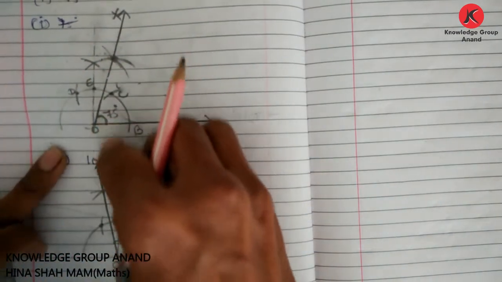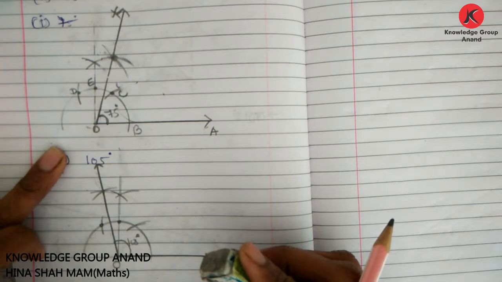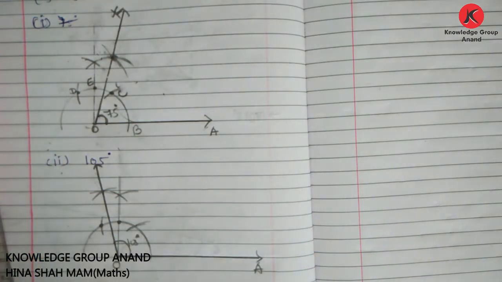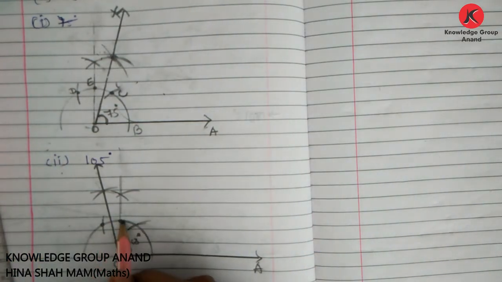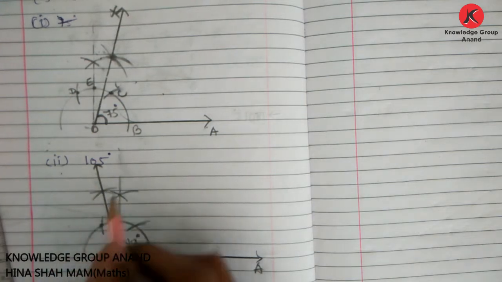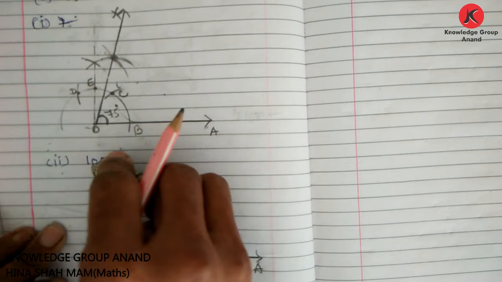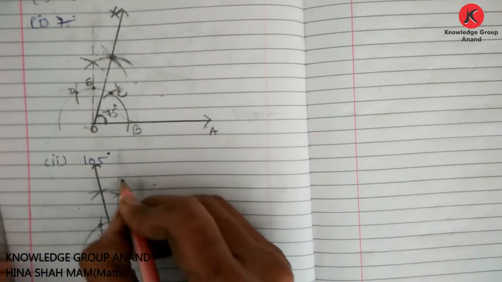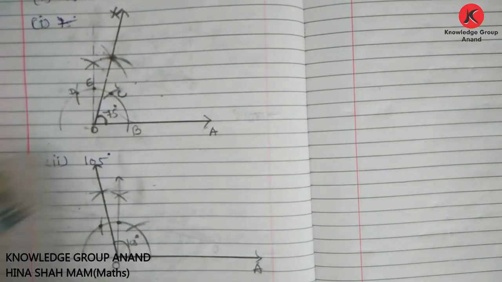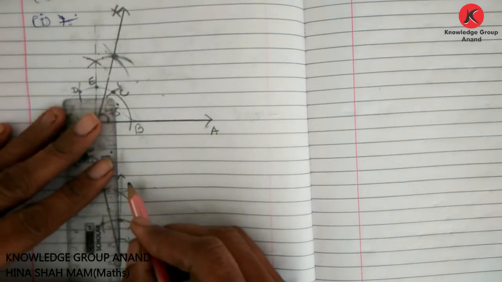First we draw angle 90 and then the angle between 90 and 120. The bisector of this angle is equal to 105.